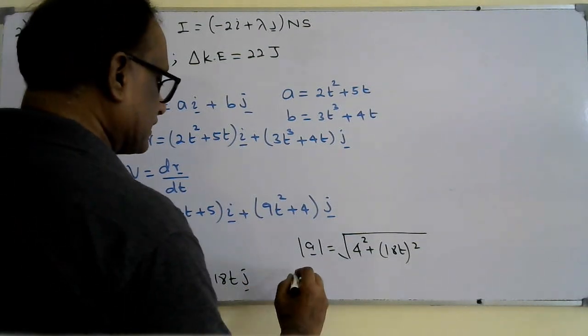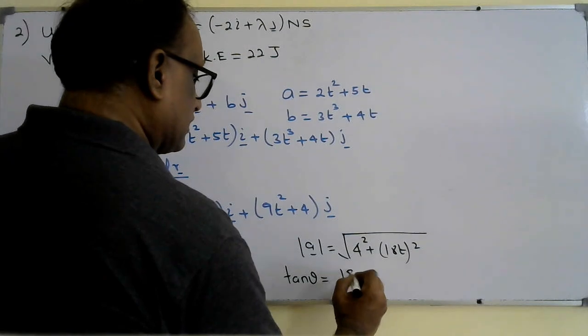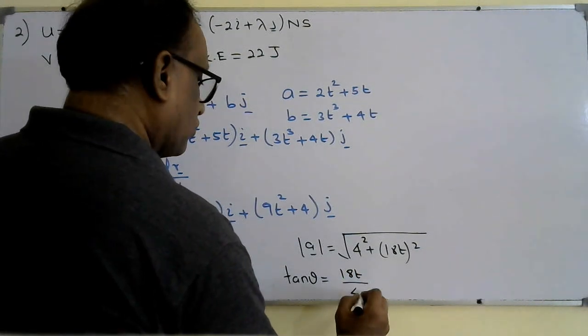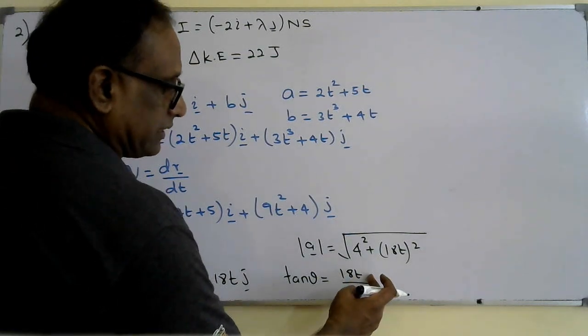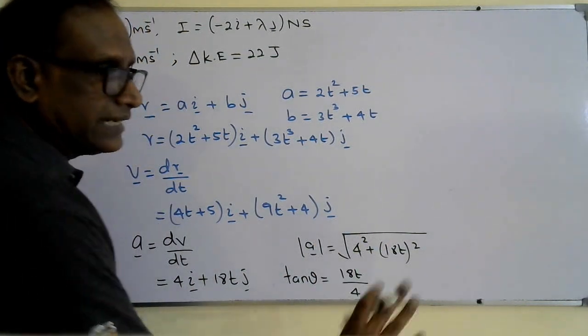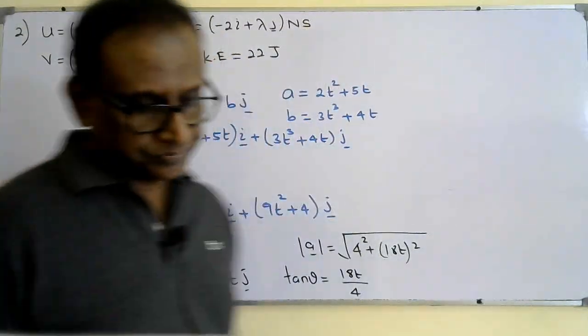The direction of the acceleration, if they ask, tan theta is equal to 18t over 4. And if you want to find the direction of the acceleration at a particular time, substitute the value of the time they are giving, find the angle theta by using tan inverse, you will get the angle.